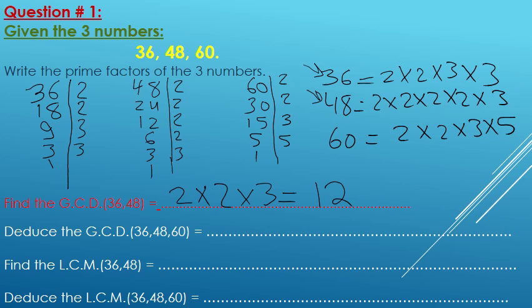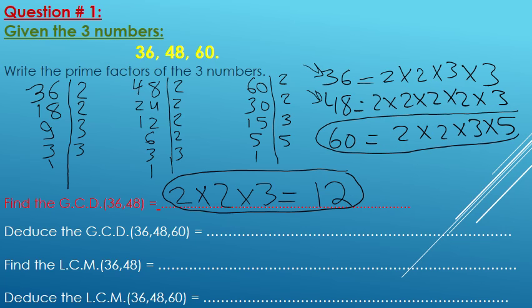Now, after we calculated the GCD of 36 and 48, we should deduce the GCD of 36, 48, and 60. Can you tell us, Ali, how can we deduce the GCD of the three numbers? The GCD of 36 and 48, with the prime factors of 60. Between these two, we should deduce the GCD. We take 2 times 2 times 3. Do we take 5? No, because 5 is not common, so it is 12.